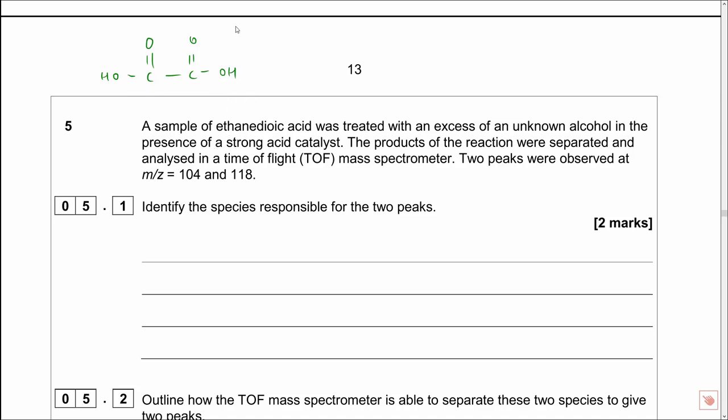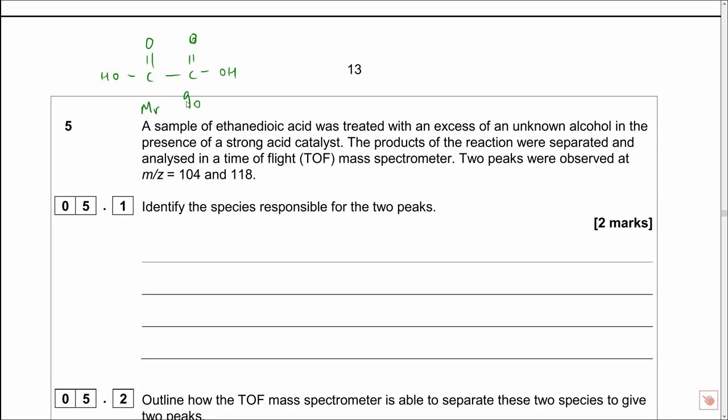Now, if you look at the Mr of this, the standalone molecule, the Mr is going to be 12, 24, that's where my math is going to fail me massively, 16, 32, 64, 68, 88, 90, I think. Let me do that again. 16, 32, 64, 66, 68, 78, 88. Yeah, 90. We're told we've got 104 and we've got 118.